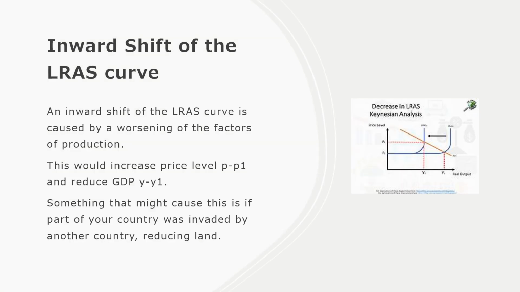Now, an inward shift of the LRAS curve is caused by a worsening of these factors of production, and this would increase price level, P to P1, and reduce GDP, Y to Y1. This is generally quite bad. And something that might cause this is if part of your country was invaded, this would reduce land and lead to an inward shift of the LRAS curve.